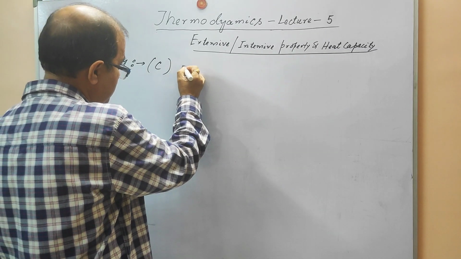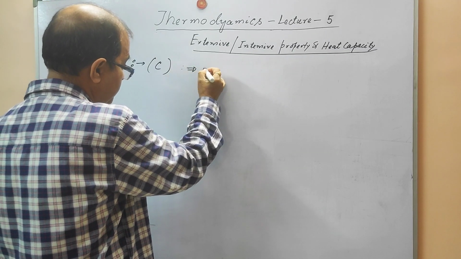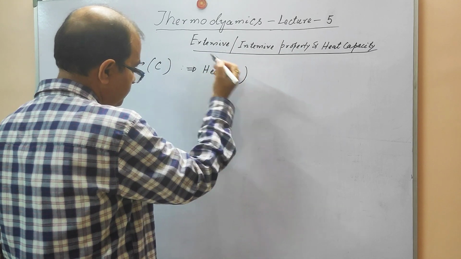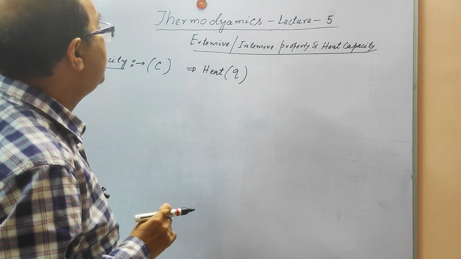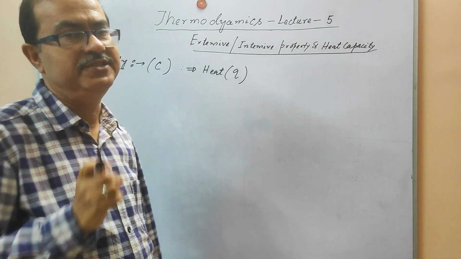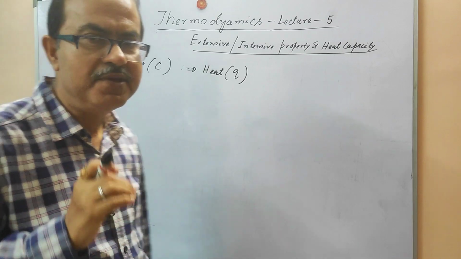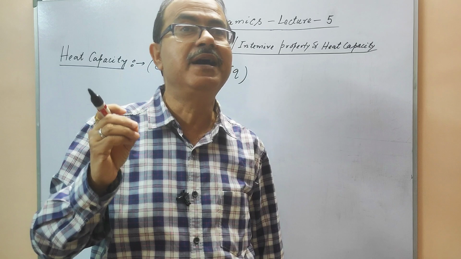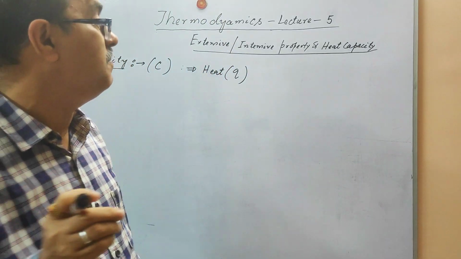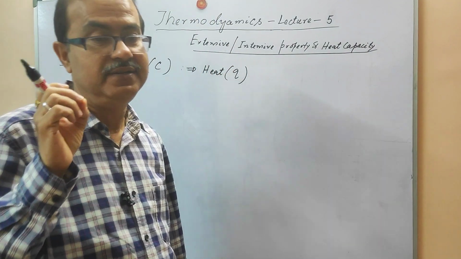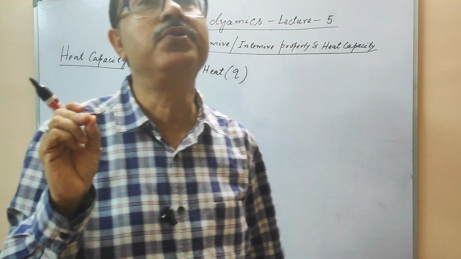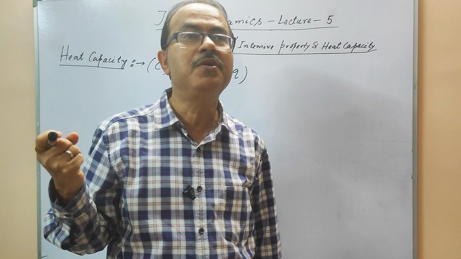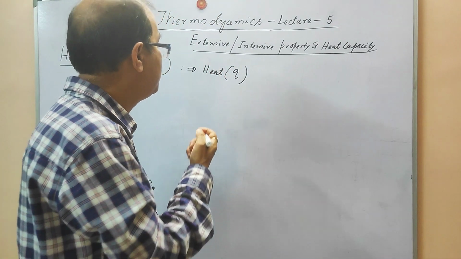Suppose a system, we have supplied some heat. Suppose Q is the heat. Then how are we able to measure this heat? This can be measured indirectly by checking the temperature rise of the system, because when we add some heat to a system, or we can say the system absorbs the heat, at that time what is going to happen? The temperature of the system is going to increase.